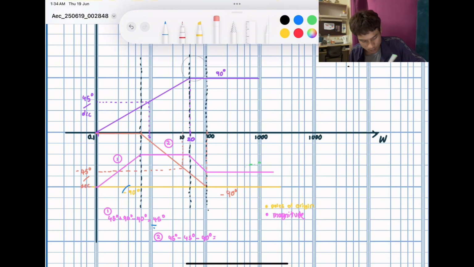So from this range you will have positive 90 degree, and you will have negative 45 degree and negative 90 degree. As a result, you will get the magnitude of negative 45 degree. And I think that's all from me.